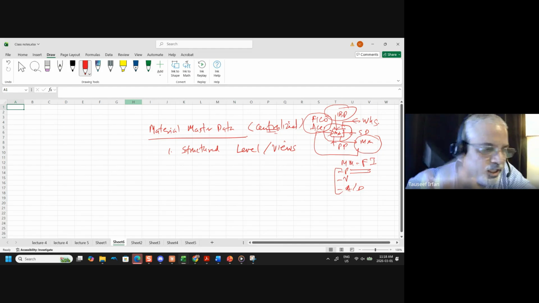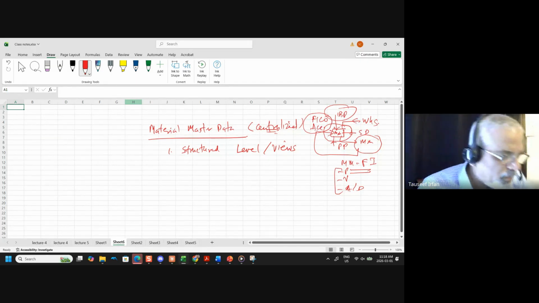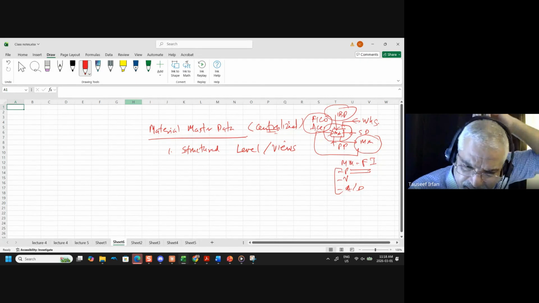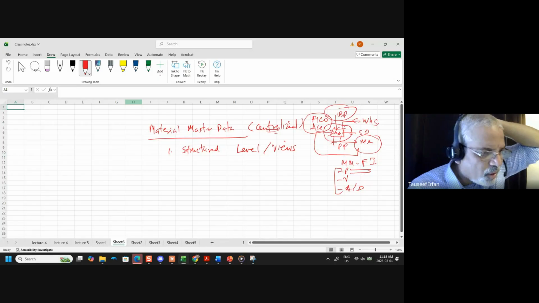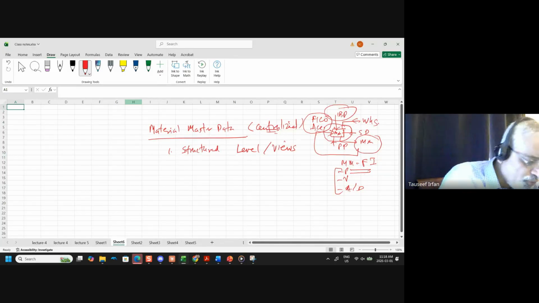The 3 spaces there. If you miss the 3rd space, open content, then you are compromising on your knowledge. Okay, so we need to cover this level and views.